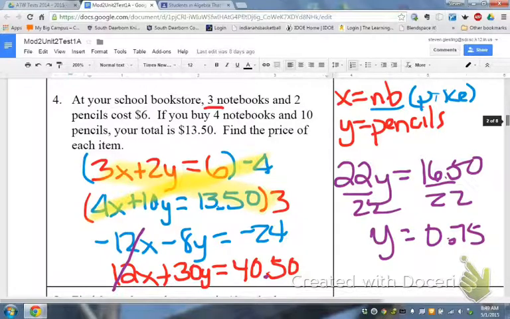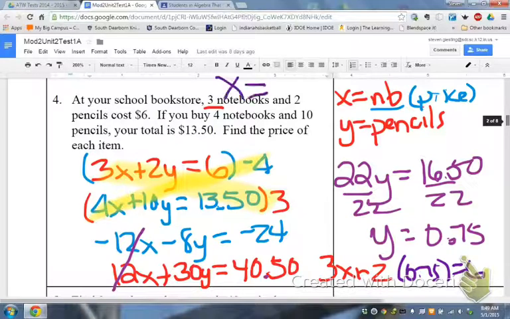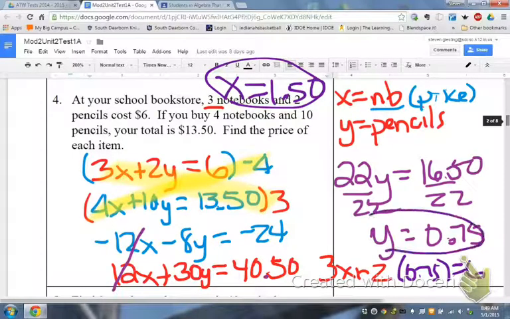And then finally we have to substitute. So I'm going to go to this red equation that we started with, the 3x plus 2y. So 3x plus 2, pencils now cost 75 cents, that equals our $6. And as you work that out, you find out that x becomes $1.50. So $1.50 for a notebook, 75 cents for a pencil.